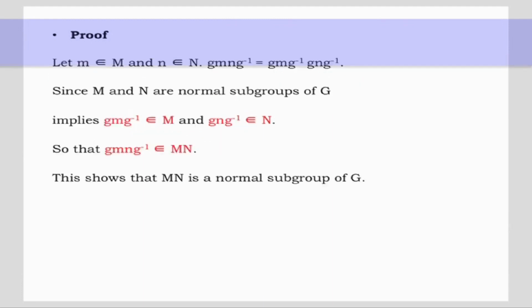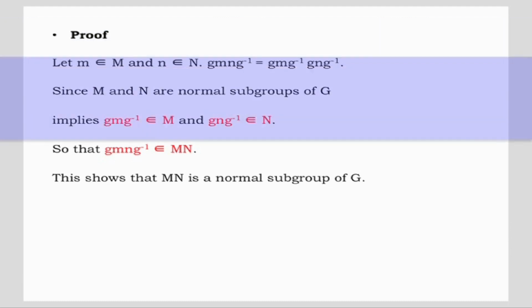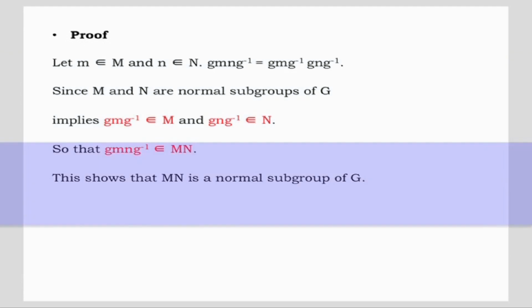Let m belong to M and n belong to N. Since M and N are normal subgroups of G, this implies that gmg inverse belongs to M and gng inverse belongs to N, so that gmng inverse belongs to MN. This shows that MN is a normal subgroup of G.